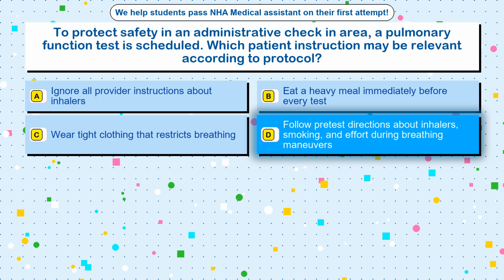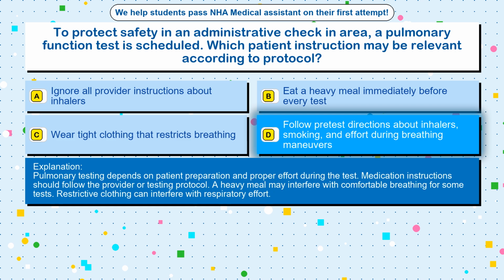Follow pre-test directions about inhalers, smoking, and effort during breathing maneuvers. Pulmonary testing depends on patient preparation and proper effort during the test. Medication instructions should follow the provider or testing protocol. A heavy meal may interfere with comfortable breathing for some tests. Restrictive clothing can interfere with respiratory effort.